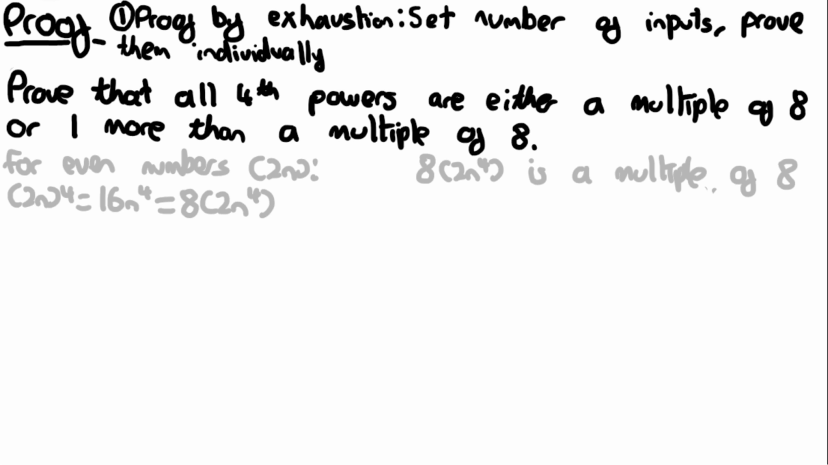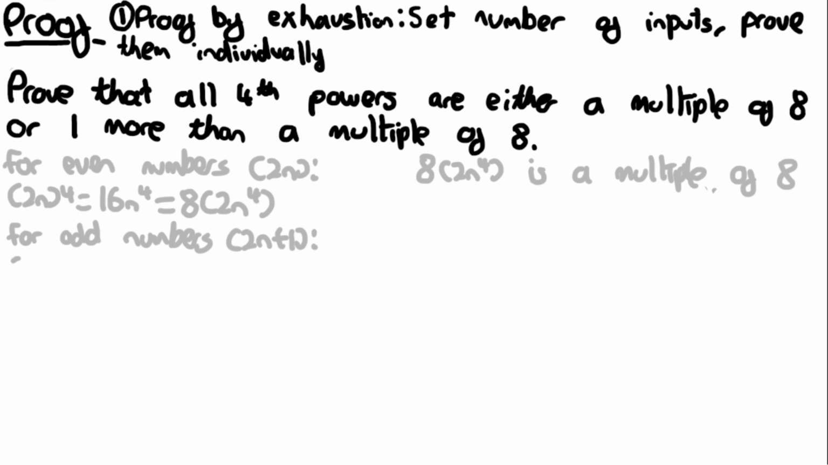Now we just need to prove it for odd numbers. So for odd numbers, which is defined by 2n plus 1, it is going to be the other output. It's not going to be the multiple of 8, because we've already proved that's the case for even, so it's not going to be the multiple of 8. We know that for odd numbers, it is definitely going to be one more than a multiple of 8, so we need to prove it for this.